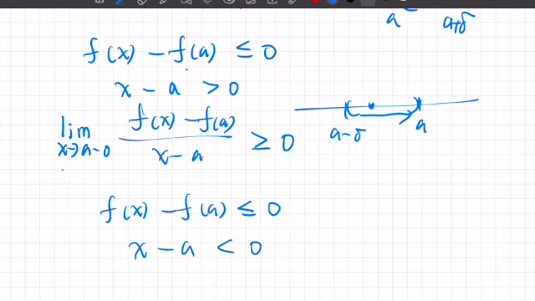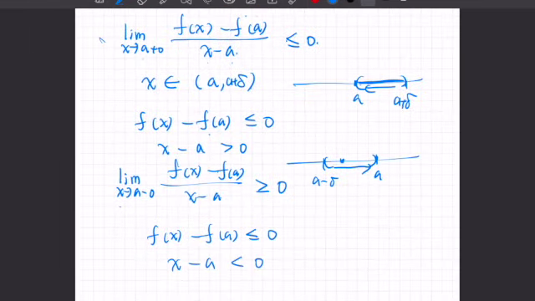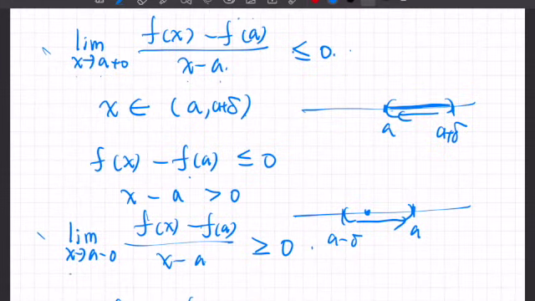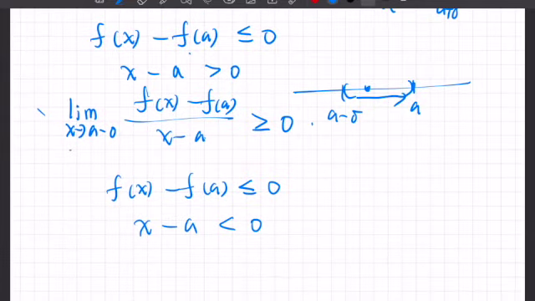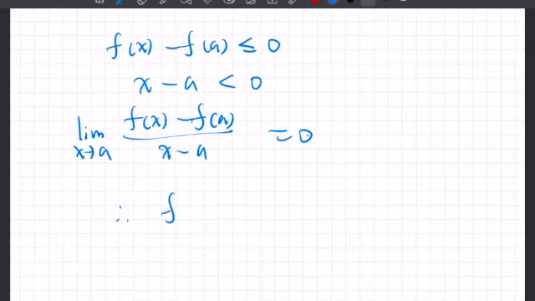Okay? But by assumption, the limit exists. So the right limit and the left limit must be equal. So the only way these two limits can be equal is that they are both 0, right? So that means the limit as x goes to a of this is 0. So that means the derivative of f at a is 0. Okay? Therefore, a is a stationary point.